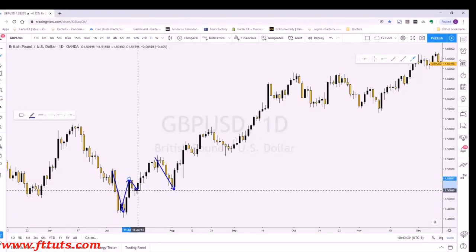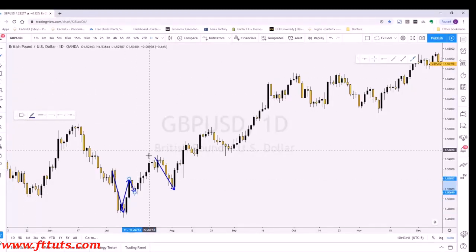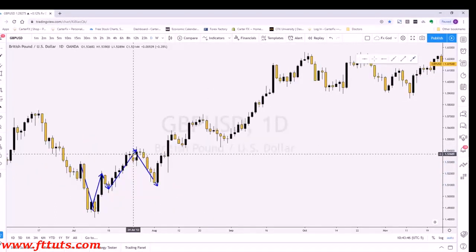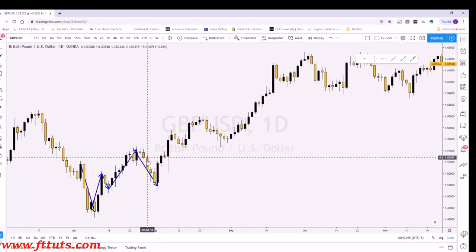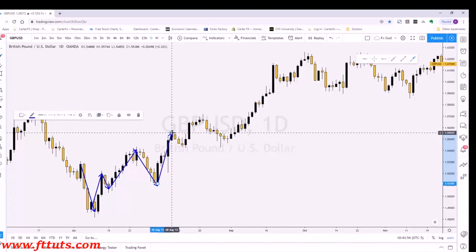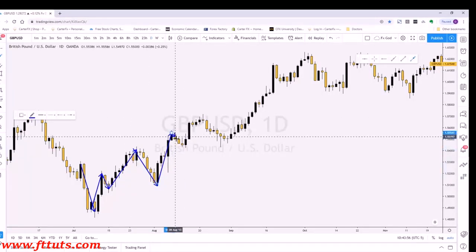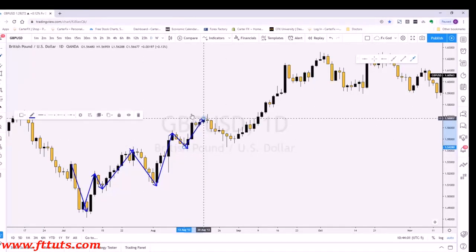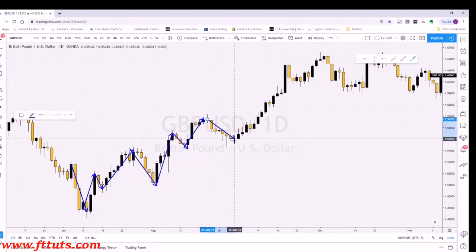Notice how we have a very small pullback before a continuation upwards in price. And then notice how we have a more dramatic pullback, a steeper pullback that took us much further down in price. All right, once again, notice how we push up. Notice how we swing back low. All right, once again, we push up.